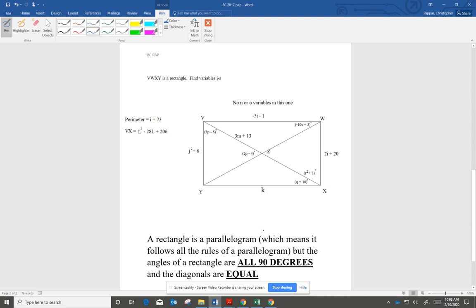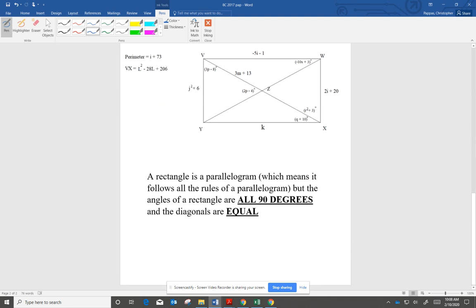All right. Rectangle is a little bit easier. Again, here's something you write either on the bottom of the sheet or somewhere else. Okay. Rectangle is a parallelogram. Again, it follows all the rules from a parallelogram from our 8A notes. Now, the angles of a rectangle are all going to be 90 degrees. So these big angles here are all going to be 90 degrees. There. And the diagonals are equal to each other.